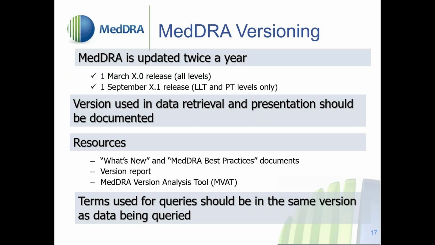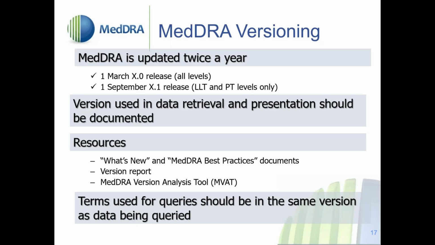So MedDRA is updated twice a year. We have a March release, which is considered a complex release. And it's called complex because it potentially could have changes in all the levels of the MedDRA hierarchy, if applicable. The September releases are considered simple releases because they only include changes at the LLT and PT levels in those releases.